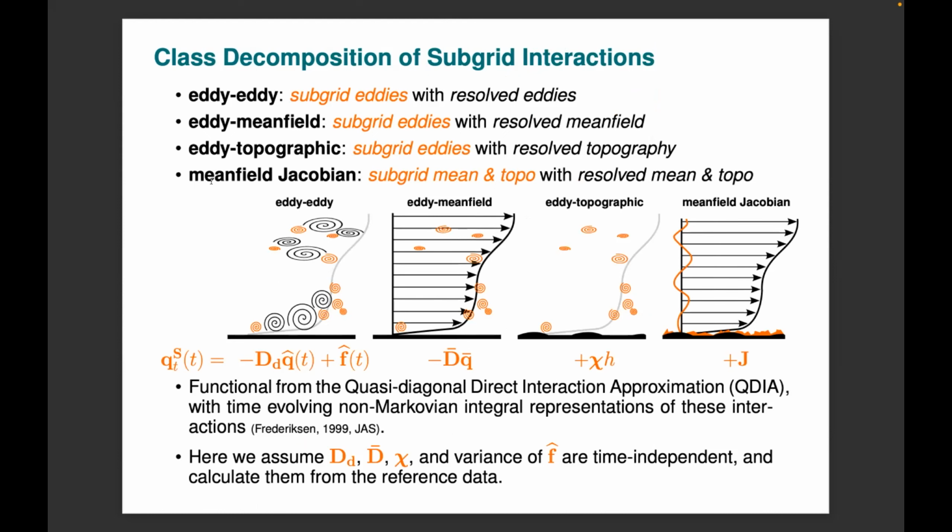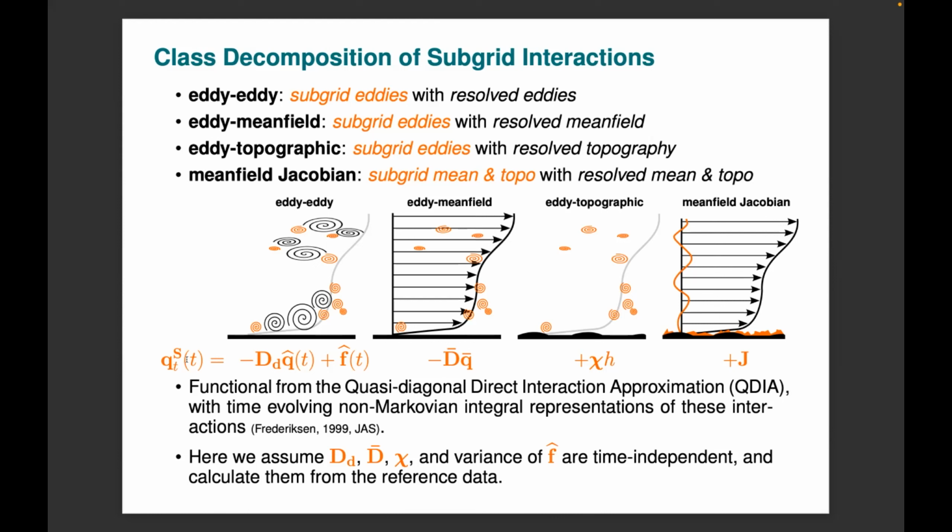So the first class are the eddy-eddy interactions. So these are interactions between subgrid eddies and resolved eddies. The orange in this slide means subgrid, black means resolved. The eddy meanfield interactions. So these are interactions between the subgrid eddies and the resolved meanfield, and also the subgrid meanfield and the resolved eddies. Eddy topographic interactions. These are interactions between subgrid eddies and the resolved topography, and also subgrid topography and resolved eddies. And the meanfield Jacobian, which are interactions between the subgrid and resolved components of the meanfields and the topography.